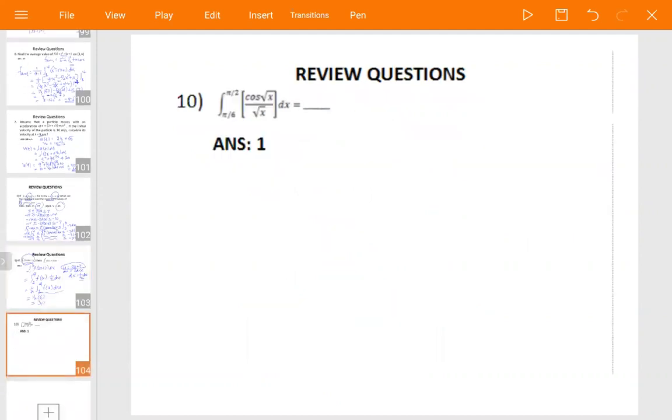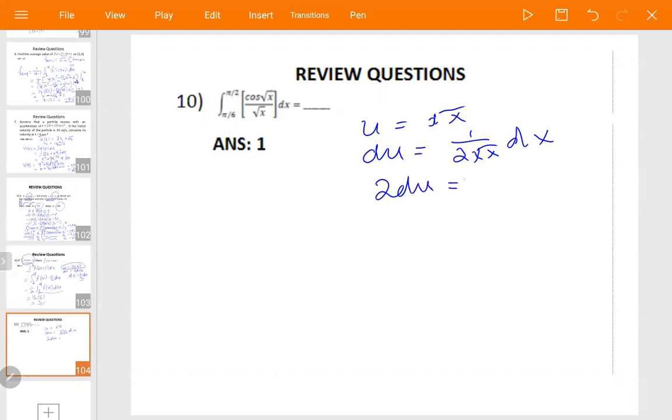And the last one, calculate this integral from pi over 6 to pi over 2 of cosine of square root x over the square root x dx. Now, substitution. Let u equal the square root x. What will be du? 1 over 2 root x dx, or multiplying by 2, 2 du will be 1 over square root x dx.